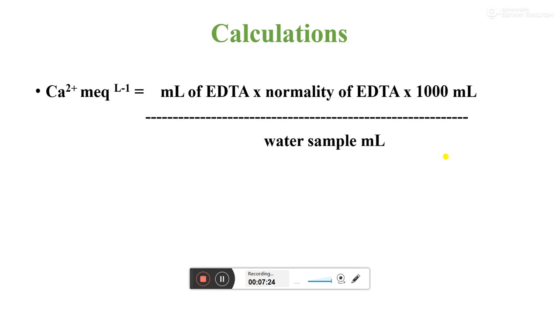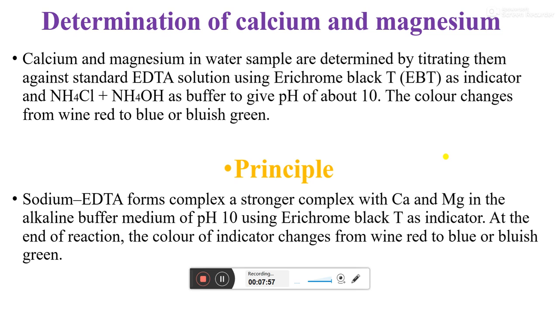Then the last is the calculation part. So we are considering the calculation, that is, we are calculating milliequivalent per liter. So ml of EDTA that is required, and the normality of EDTA, then into 1000 upon water sample. So we have to take the ml of EDTA that is required for the titration purpose, the normality of EDTA, how normal you have prepared this EDTA, then into 1000 ml, and then upon water sample, that is, we are taking the 10 ml.